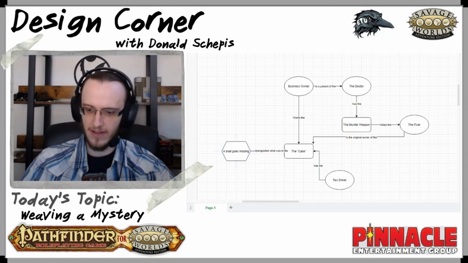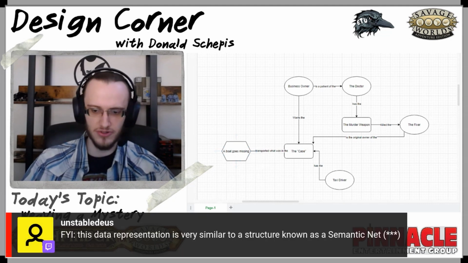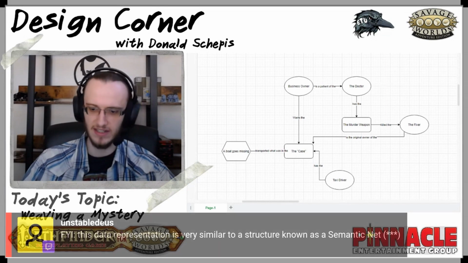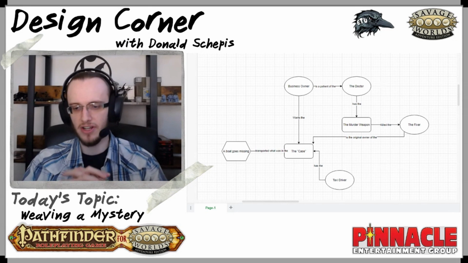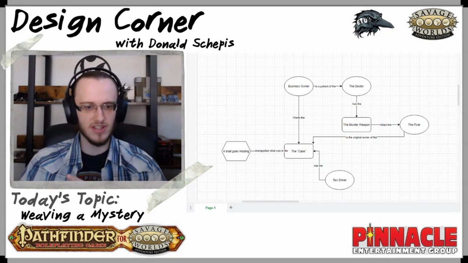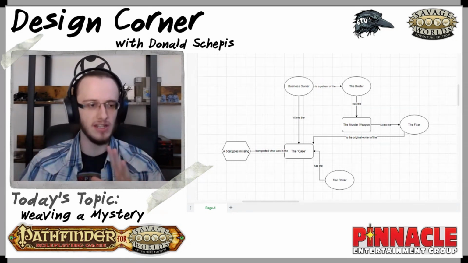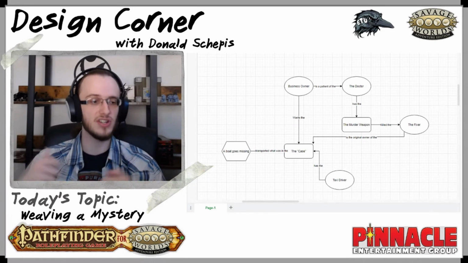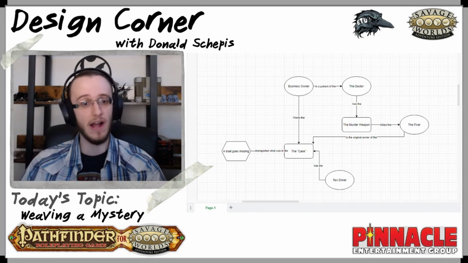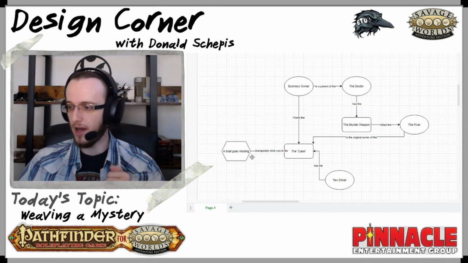Right. Unstable Disk said, FYI, this data representation is very similar to a structure known as the semantic net. Yeah. Earlier in the episode, I talked about how you can find no end of books on writing mysteries and things like that. You will find basically the same tool.